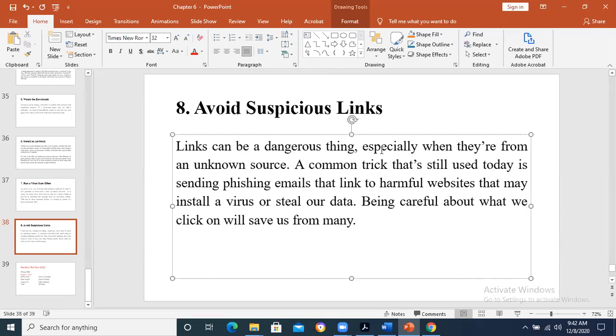Links can be dangerous, especially when they are from an unknown source. If you are on an authenticated website, of course there is no issue. But if the website is not that authentic, it can have problems, so you should avoid such links. A common trick that is still used today is sending phishing emails that link to harmful websites.